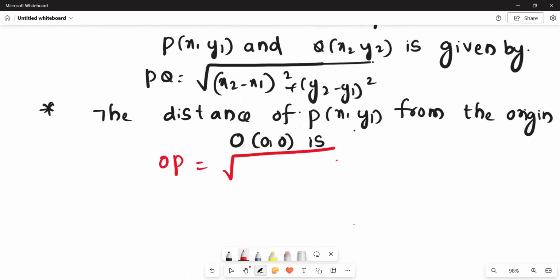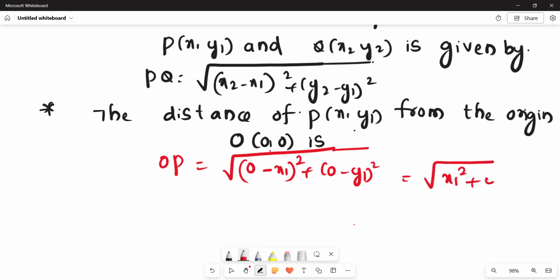Let us take the same formula, that is (x2 minus x1) whole square plus (y2 minus y1) whole square. If we take the origin as the first point, it is (0 minus x1) whole square plus (0 minus y1) whole square. As we have the square here, if you have a negative raised to an even power, we actually get a positive, right?